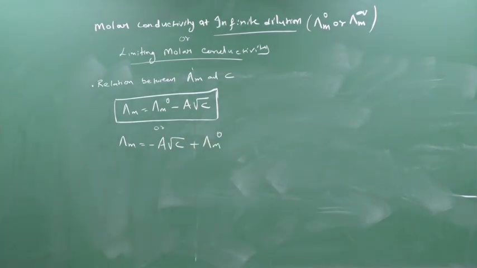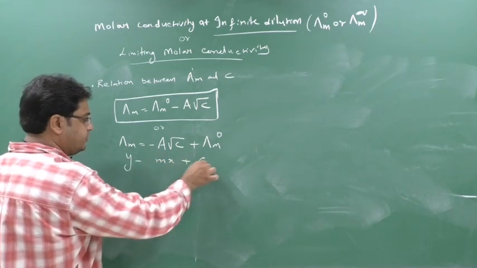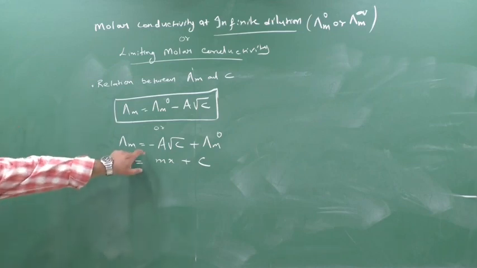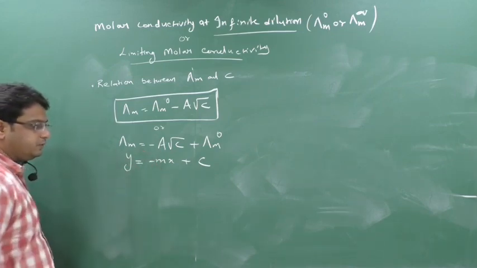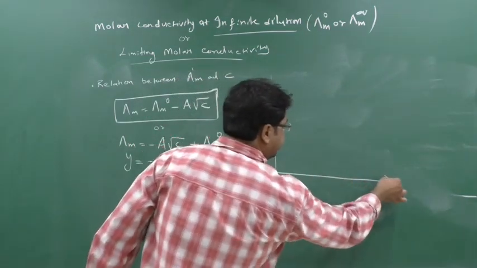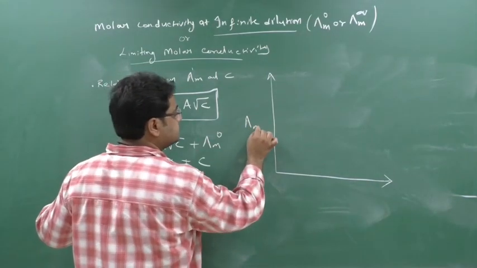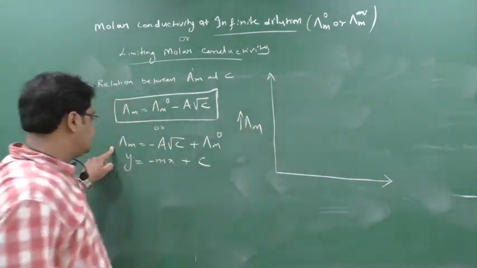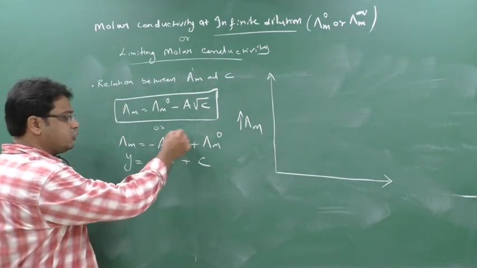If I focus, this equation is similar to y equal to mx plus C. You can see here, this equation is similar to y equal to mx plus C, and the slope is negative. So when I plot the graph of lambda m, that is molar conductance, versus root C, because on the x-axis root C is coming.